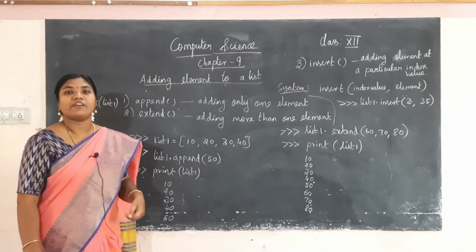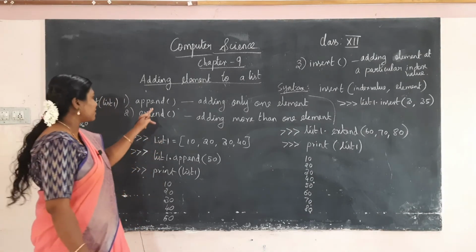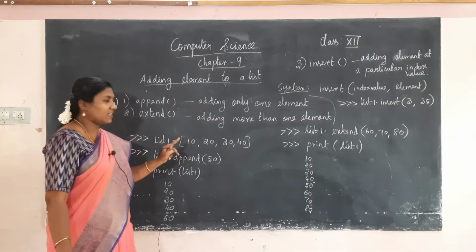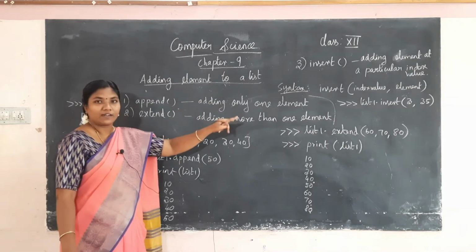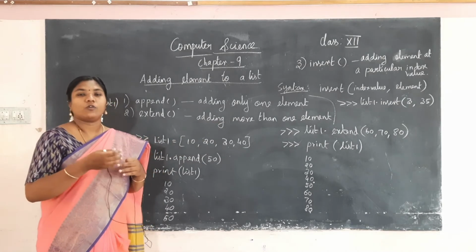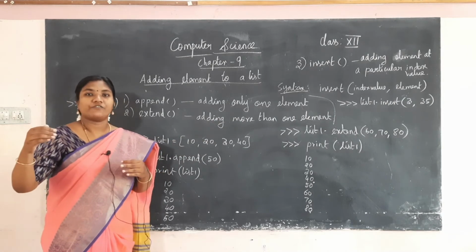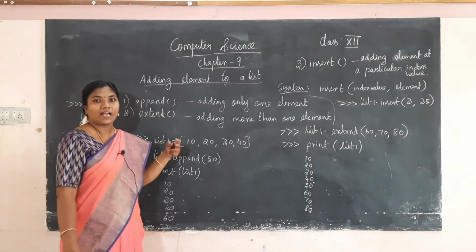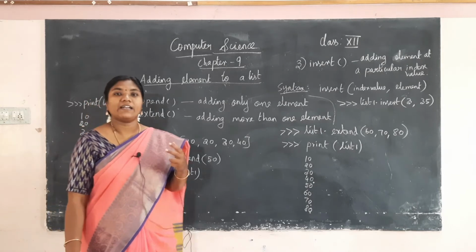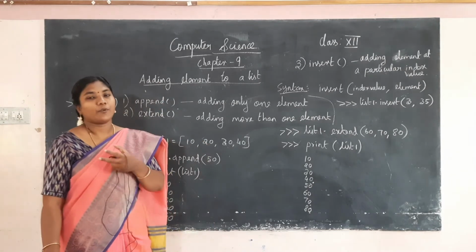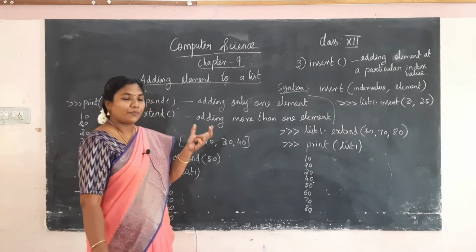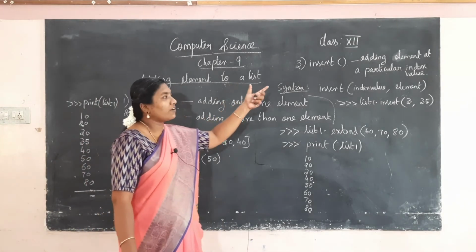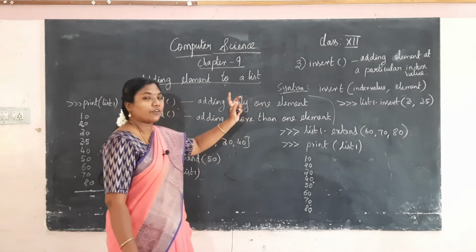So most probably we have three functions. The first one is the append function, the second one is extend, and the third one is insert. Append adds only one element, and the element we add goes to the last of the list. With extend we can add more than one element, and it also gets added to the last part of the list. Suppose you want to insert a particular element at a particular index value, then you have to use the insert function.